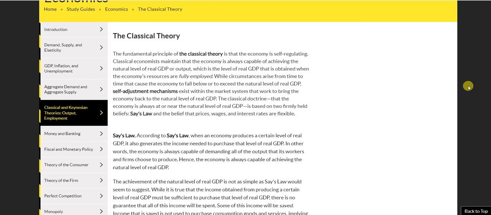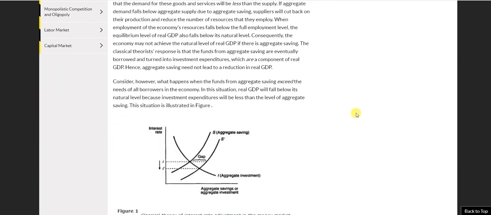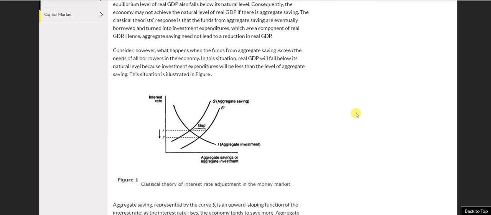There are two main assumptions of the classical theory of employment, namely the assumption of full employment and flexibility of prices and wages. You can see here figure 1, the classical theory of interest rate adjustment in the money market. Before that, I will explain the main assumptions of the classical theory of output and employment.